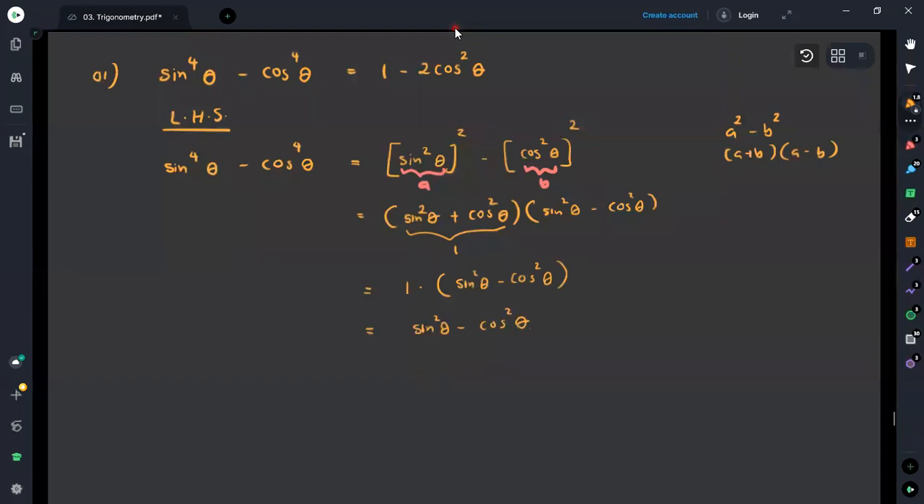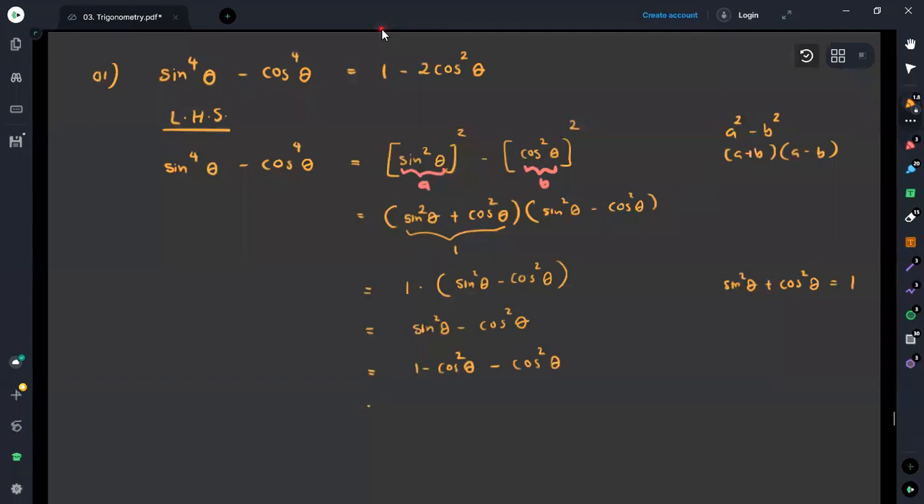But in the answer we need, it is 1 minus 2 times cosine square theta. There is no sine square term. Therefore, according to the Pythagorean identity, sine squared theta plus cosine squared theta is equal to 1, so we can make sine squared theta the subject. Instead of sine squared theta, we can replace it with 1 minus cosine squared theta. Then we subtract the quantity; here we have another cosine squared theta.